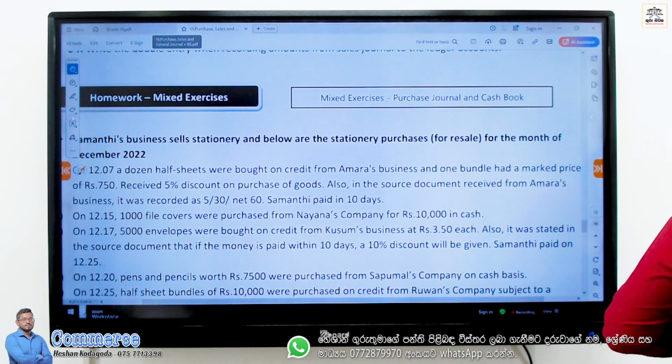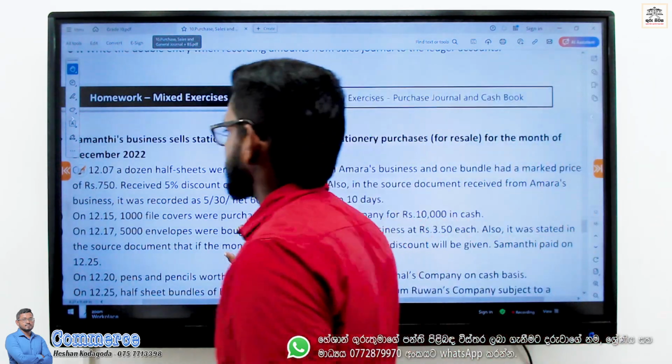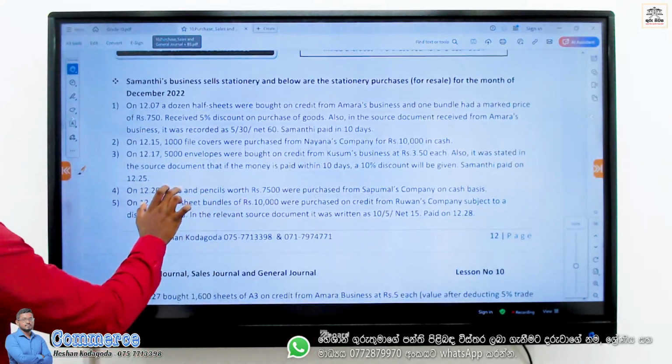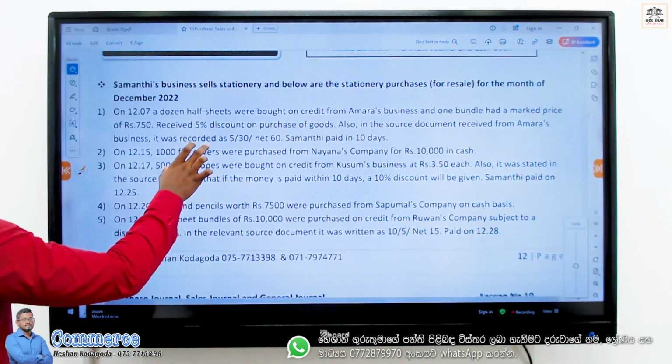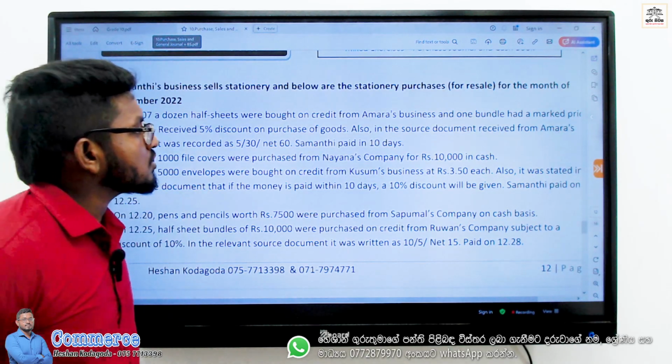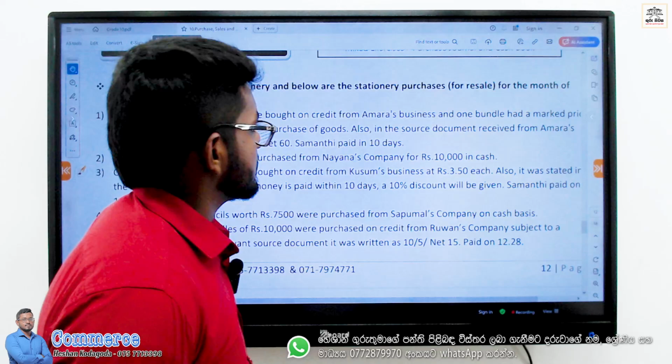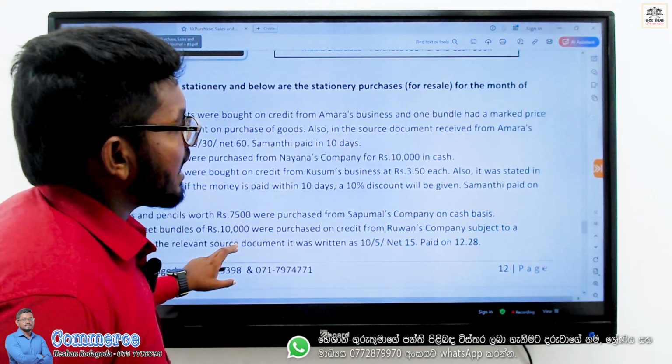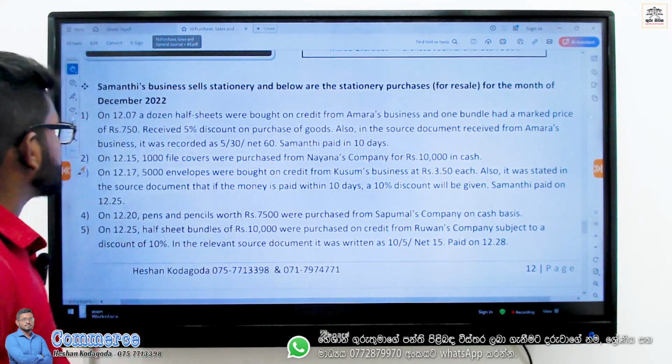Right. Okay. Next one. You can see in here, on 7th of December, a dozen half sheets were bought on credit from Amarasa business, and one bundle had a market price of 750.